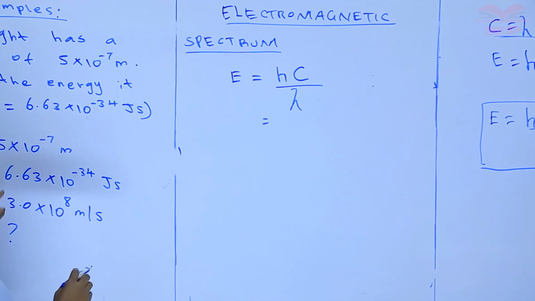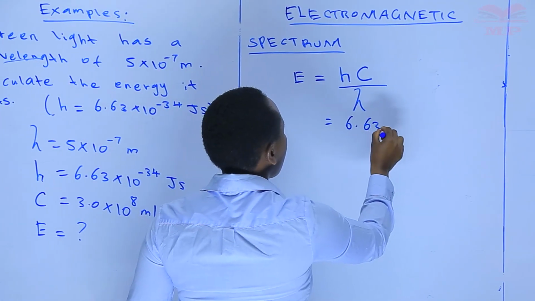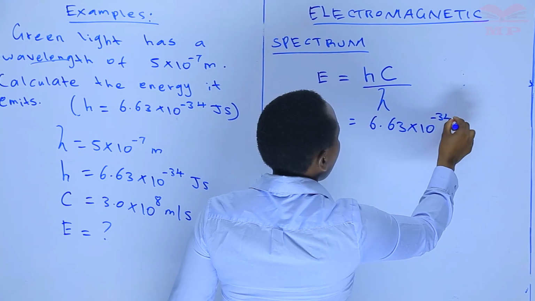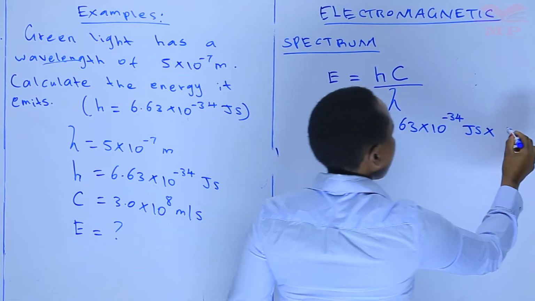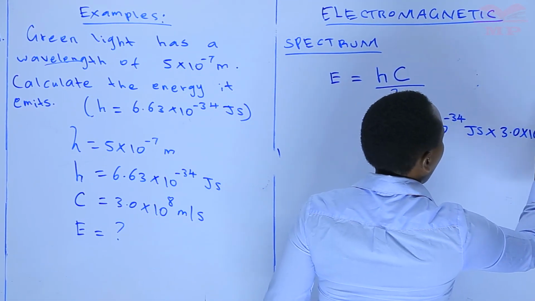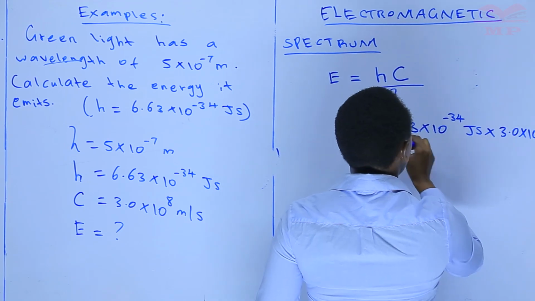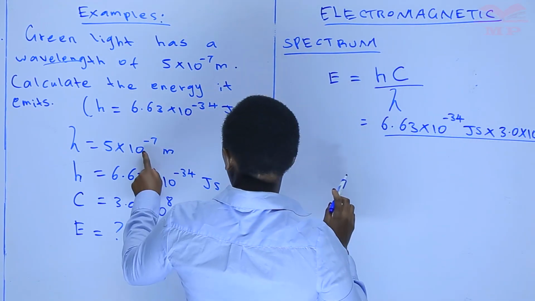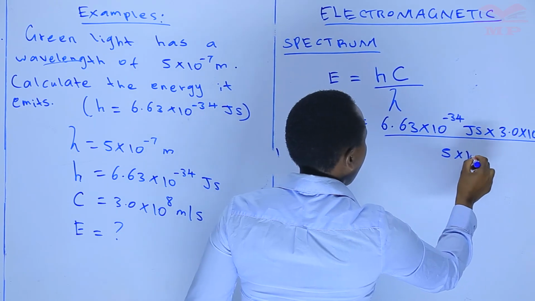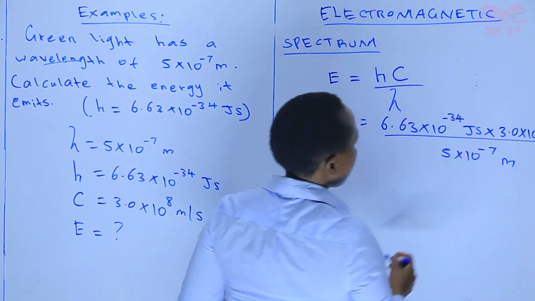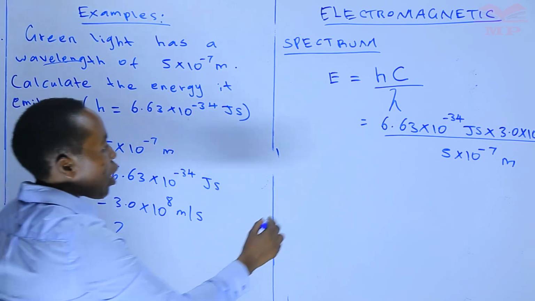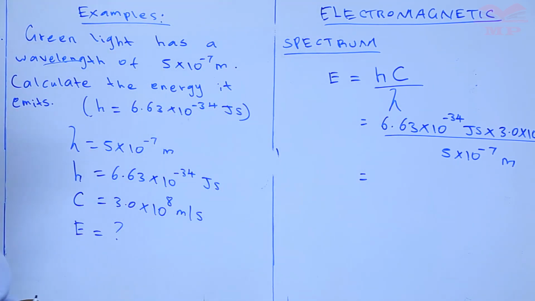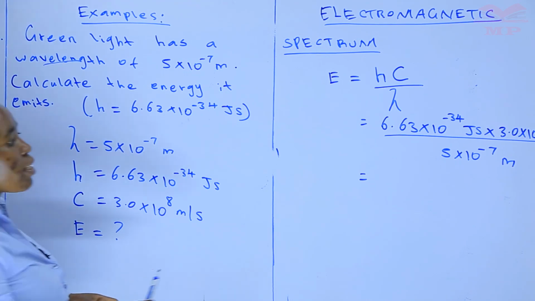So our energy will therefore be Planck's constant, which is 6.63 times 10 power negative 34 joules second, multiplied by the speed of light, which is 3.0 times 10 power 8 meters per second, divided by our wavelength, which is 5 times 10 power negative 7 meters. So that is what we have in the question. And we want to be able now to calculate the energy. So we are going to find what we have in our calculators.